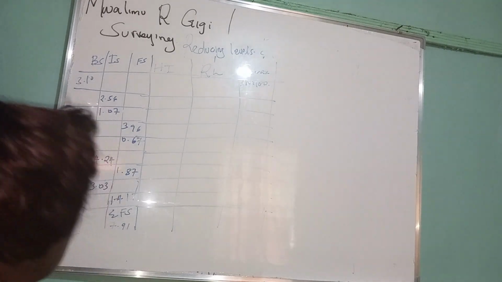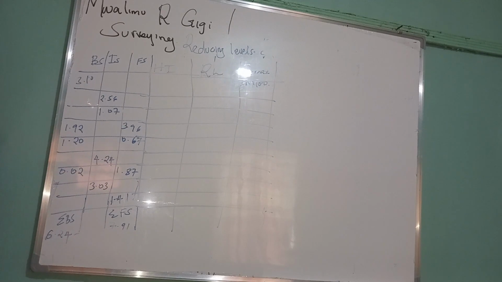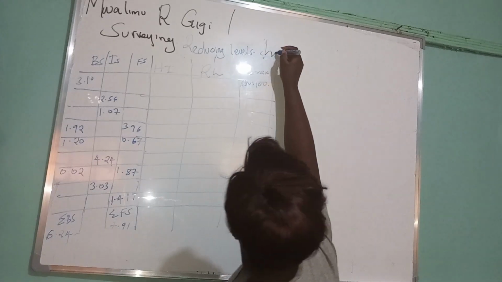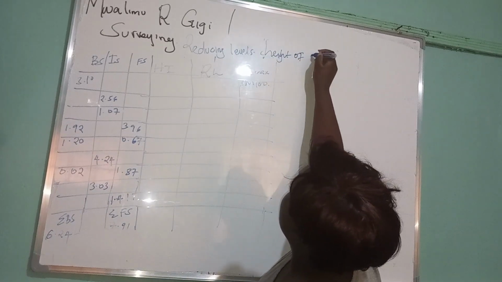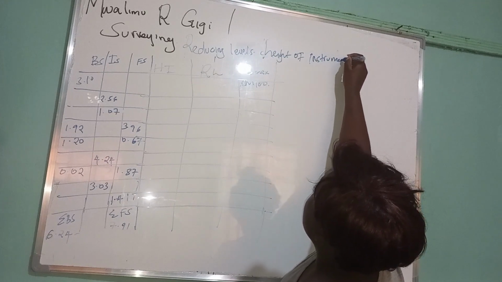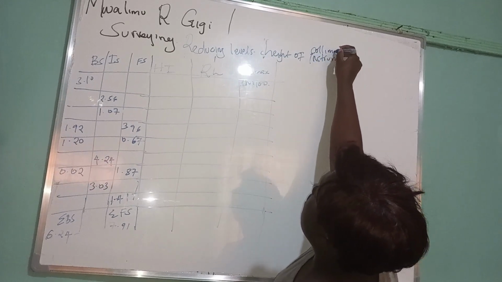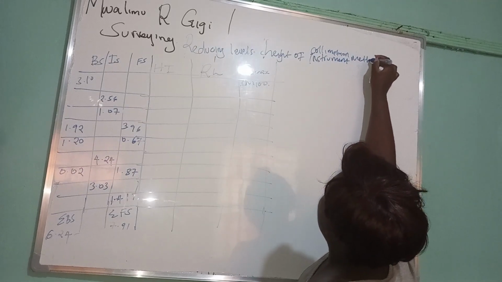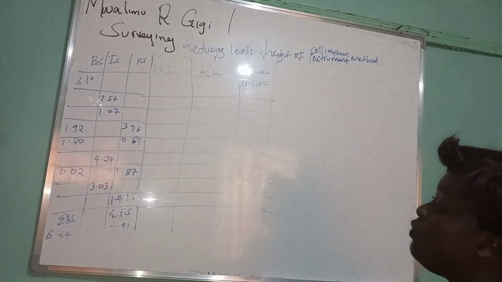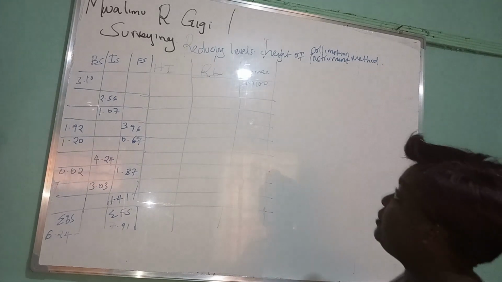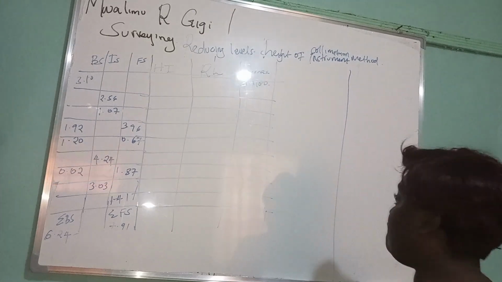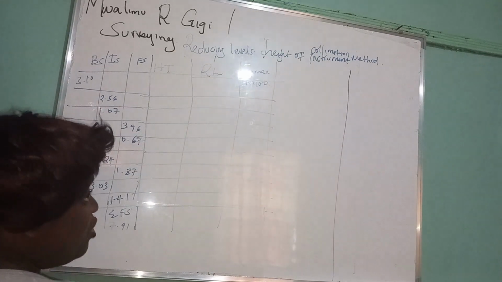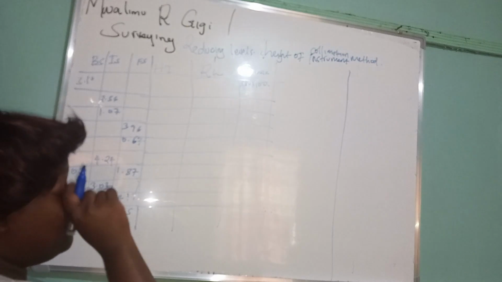So we want to reduce these levels using the height of instrument, or height of collimation. The height of collimation method. So the first step is finding the reduced level. So we have to give names to our points.